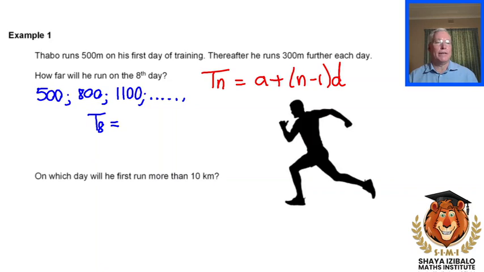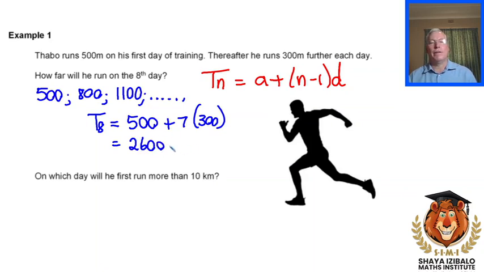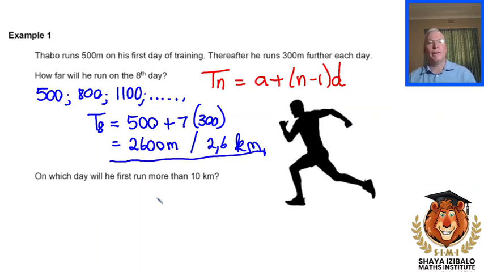Now, so T8 is going to be 500 plus 7 lots of D. Now, D is 300. 7 times 3 is 21. So that's 2100 plus 500, 2600. 2600 meters or 2.6 kilometers. Okay, let's look at the next one.